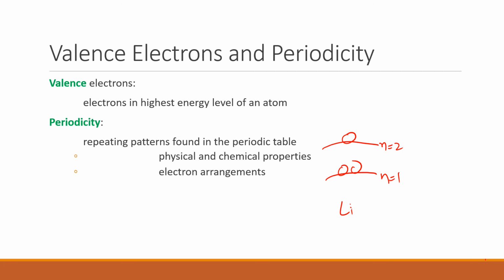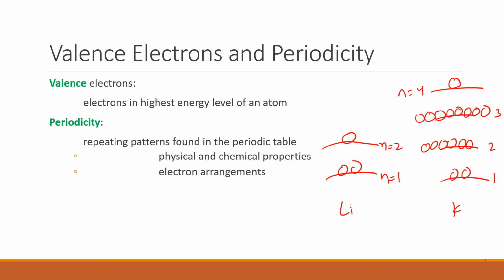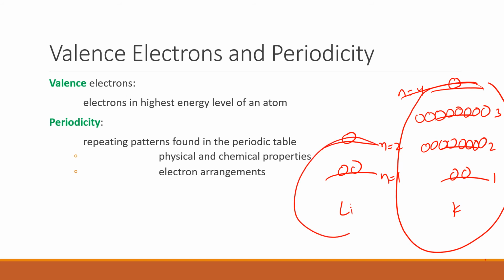So lithium has a smaller diameter than the potassium atom, because the potassium atom has its valence electron in the fourth energy level, so N equals 4. This is 3, that's 2, and that's 1. So this is potassium. As you can see, the potassium atom is much larger. The nucleus is somewhere here in the middle. So potassium is much larger than lithium.